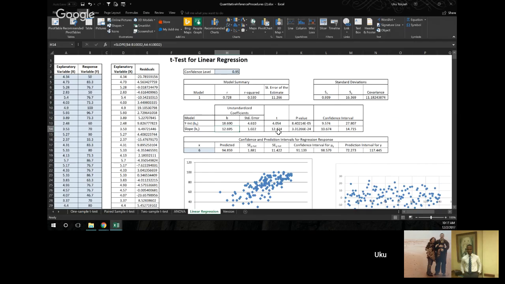So with the confidence interval on this one, even though it didn't say it there, we're always looking at the slope. The slope is where most of our answer will come from. So for my slope, the lower bound I'm getting is 10.674, and my upper bound is 14.715. Yeah, I think that's what I have.